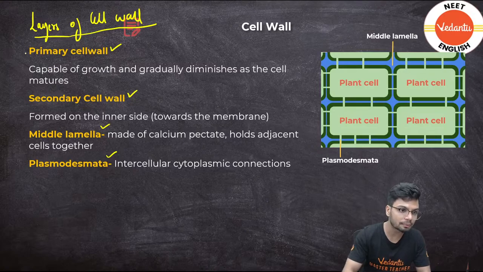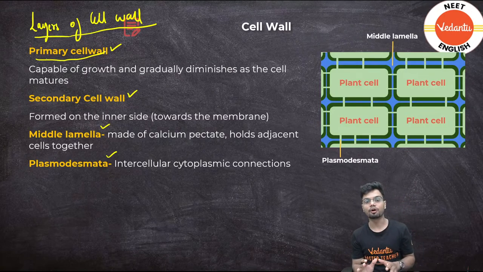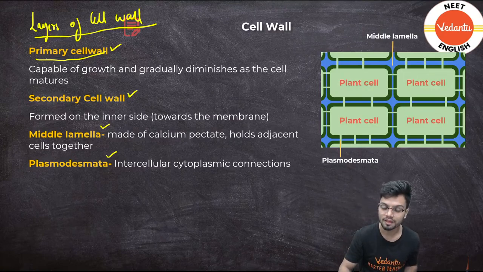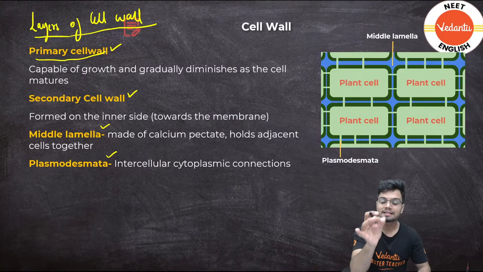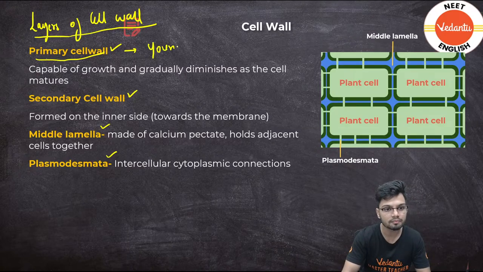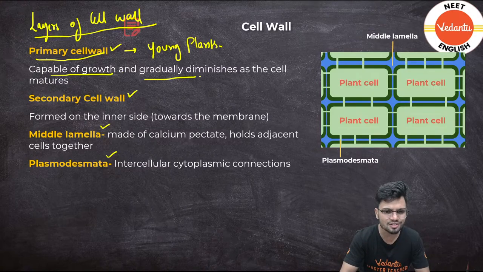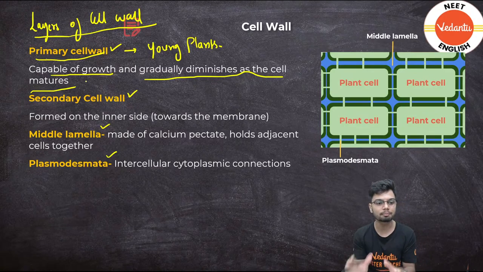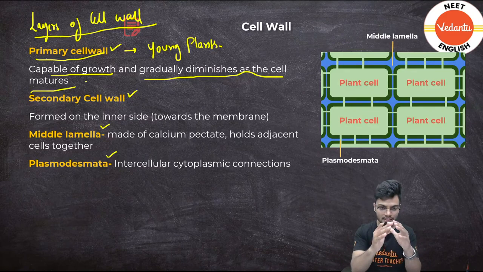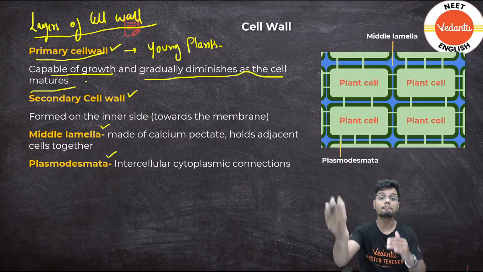Now let's understand the primary cell wall. What is the primary cell wall? This primary cell wall is the first formed cell wall, and it is present in the young plants. It is capable of growth and gradually diminishes as the cell matures.